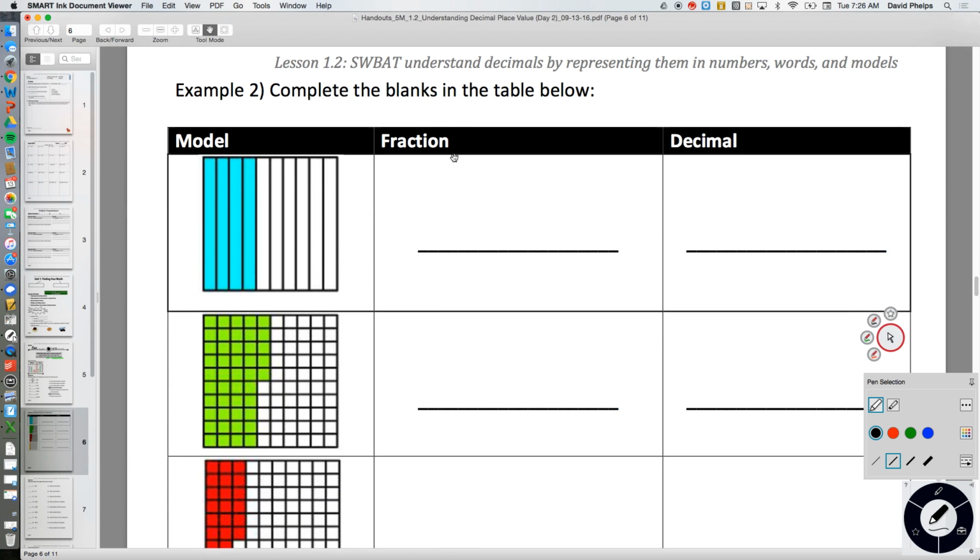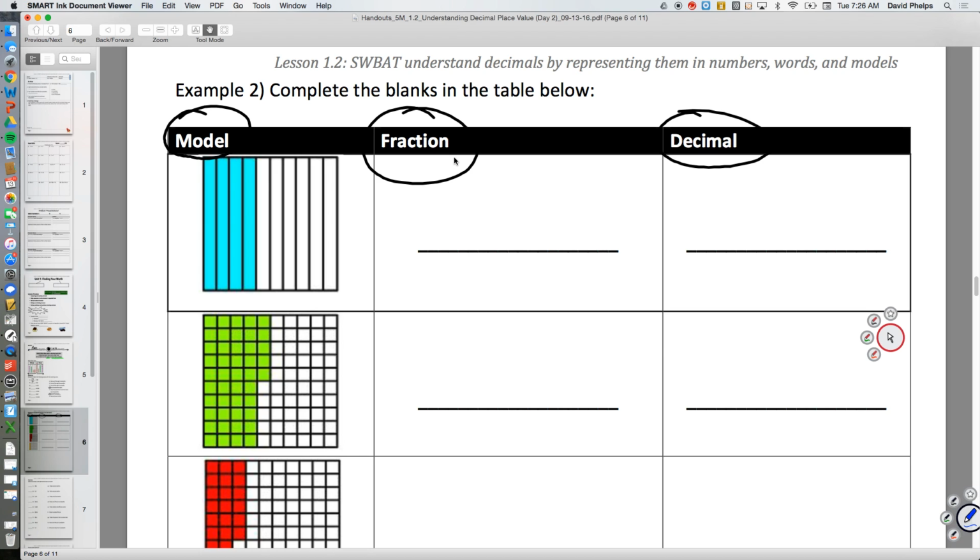All right, you should be on example 2 now. Complete the blanks in the table below. We have 3 different columns. We have a model, we have a fraction, and we have decimals. So we're going to look at this first value and figure out what the fraction and the decimal would be here.